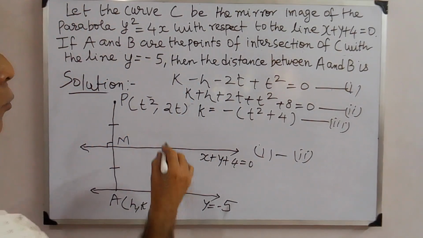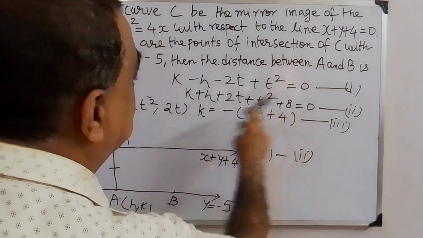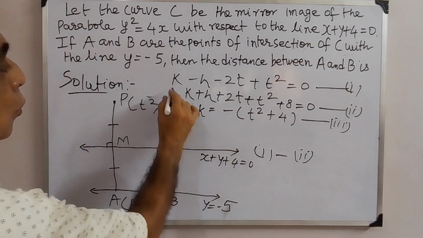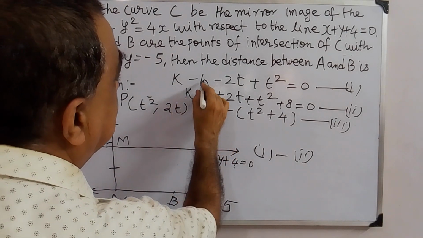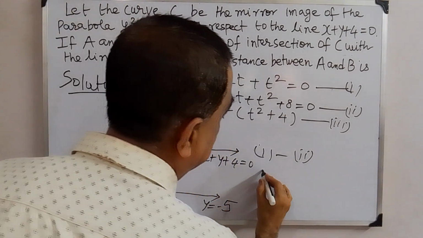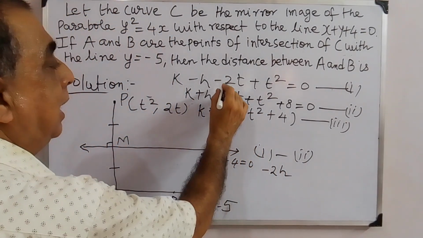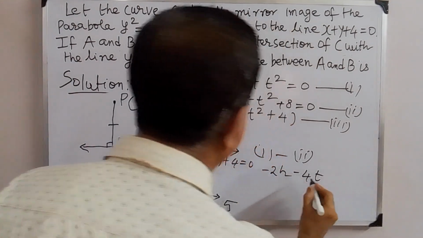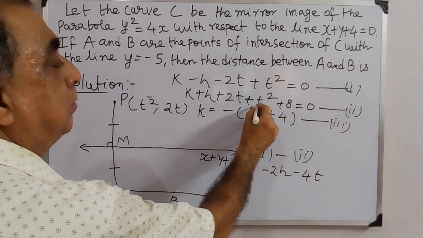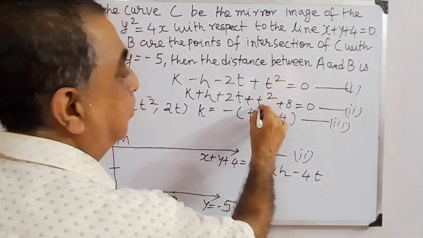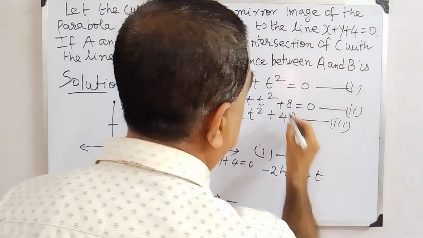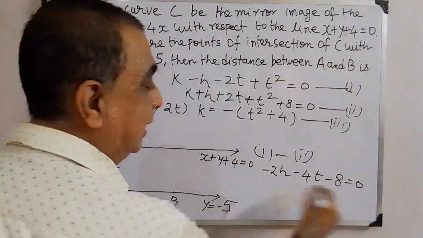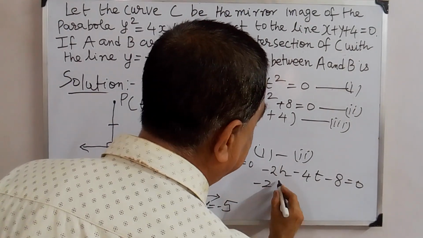So what will we have? When we subtract the two equations, the signs of the second equation will change, so plus will change to minus. So k minus k will cut, and minus h minus h becomes minus 2h. Minus 2t minus 2t is minus 4t. Then 2t² minus 2t² cuts out, minus t² plus t² cuts out, and minus 8 becomes 0. Now taking minus 2 common.